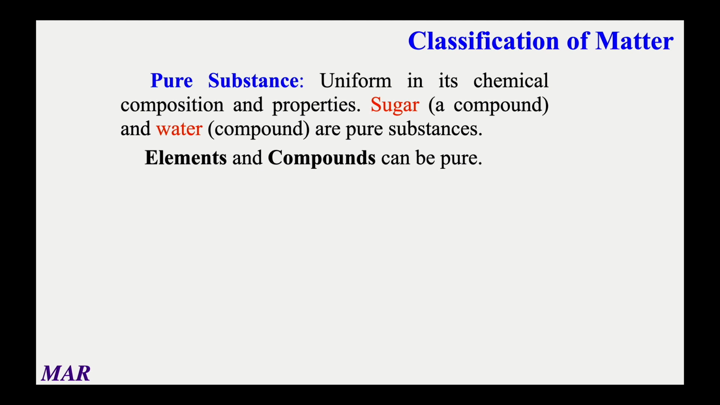Lots of examples of this around us. Sugar, if you've ever bought it from a store, little crystalline things, that's a pure compound. And of course, if you go to the sink and get water, that would be a pure substance as well. So chemists are really interested in having pure substances. In the real world, elements and compounds can both be pure, and both sugar and water are examples of compounds. We'll talk more about that later.